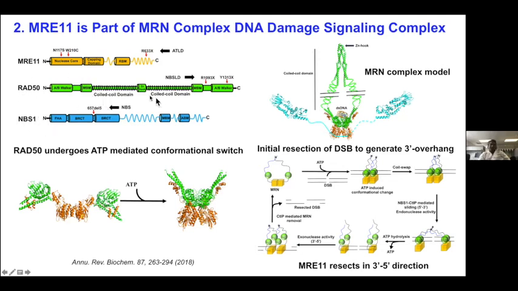RAD50 is an ATPase, and NBS1 is an adapter protein that binds to phosphorylated proteins. So MRE11 is known to cut the double-stranded DNA and would make 3' overhangs at the break, for the double-stranded break to be repaired.